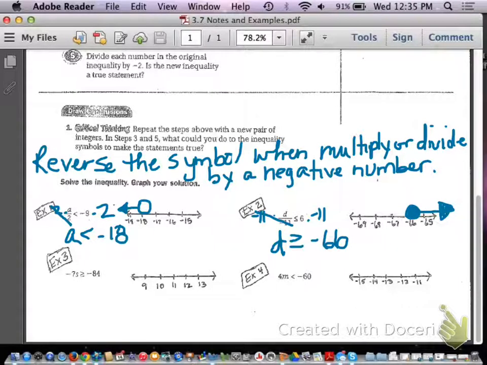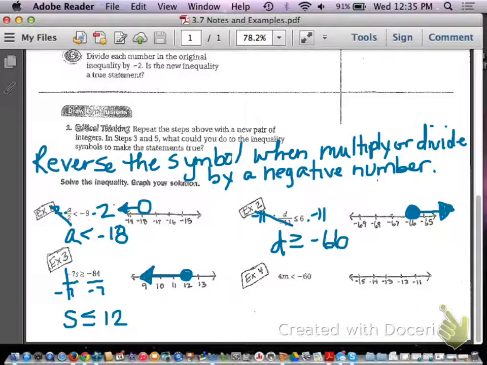Okay, on to the last two examples. Example 3, -7 times s is greater than or equal to -84. To undo the multiplication, I must divide on both sides. I'm dividing by a -7. Again, what we investigated above. When you multiply or divide by a negative number, you must reverse the symbol in your solution. So bring down the s, reverse the symbol, and then do the math. A negative divided by a negative is a positive. This is a positive 12. It is a closed circle, and it points to the left.